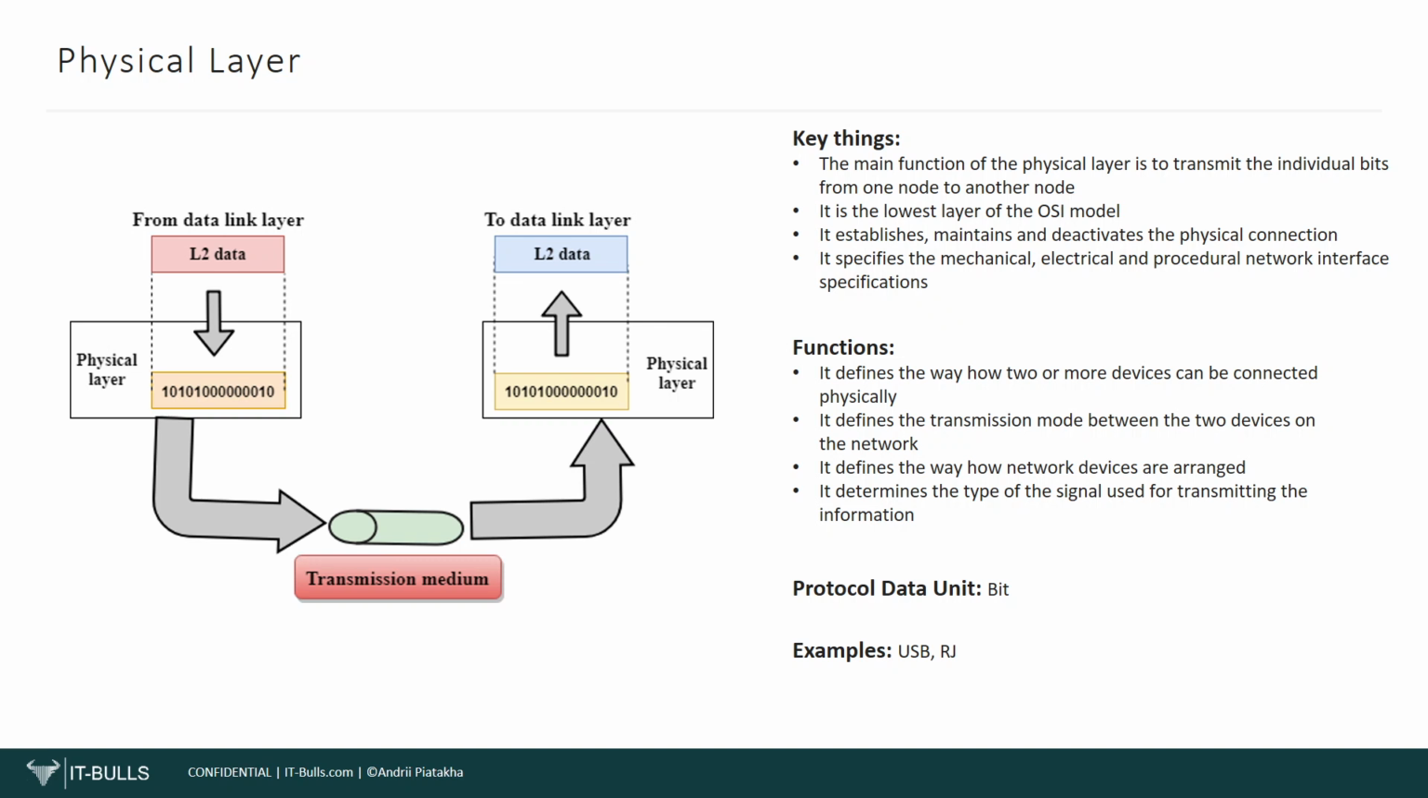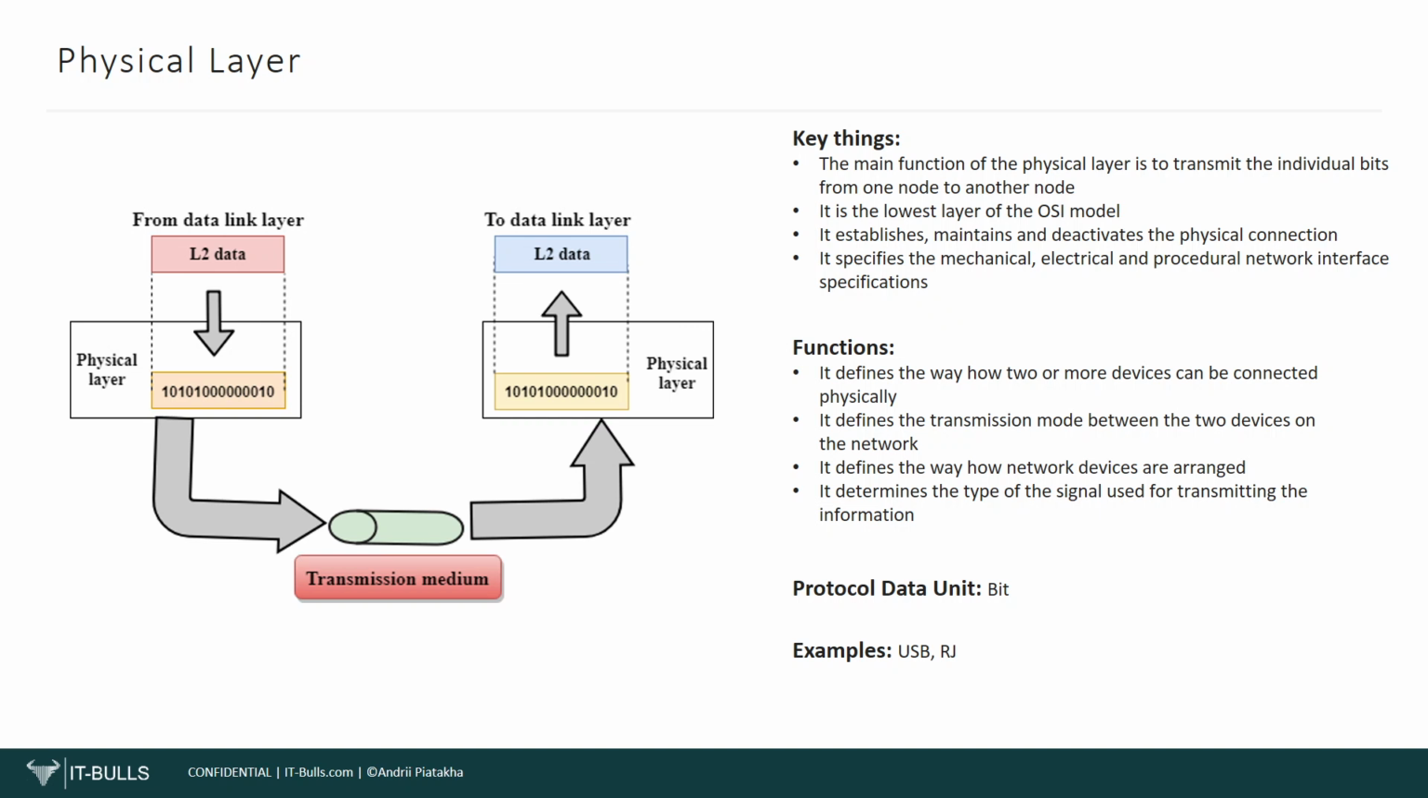The first thing that is worth mentioning is the main function of the physical layer. It is to transmit the individual bits from one node to another node. As you already saw on previous slides, it is the lowest layer of the OSI model. It establishes, maintains, and deactivates the physical connection. It specifies the mechanical, electrical, and procedural network interface specifications. Let's understand now the functions of the physical layer.